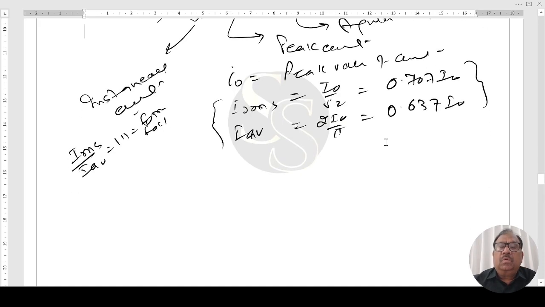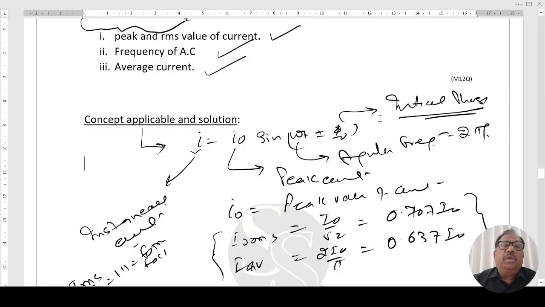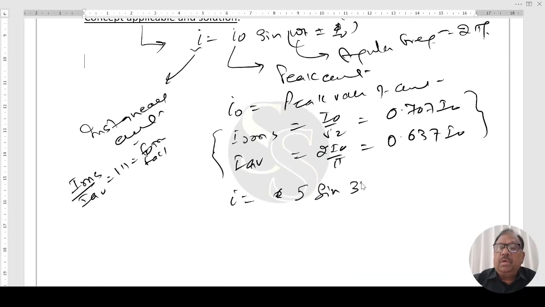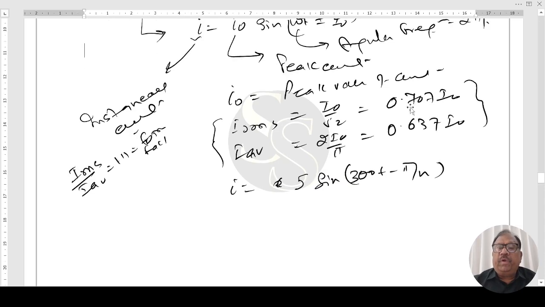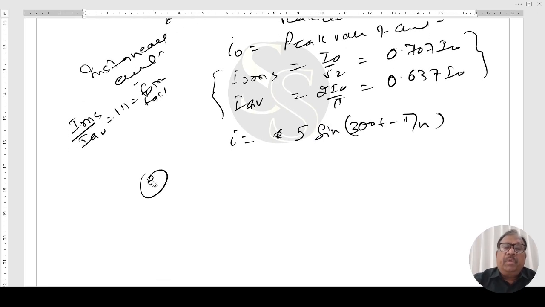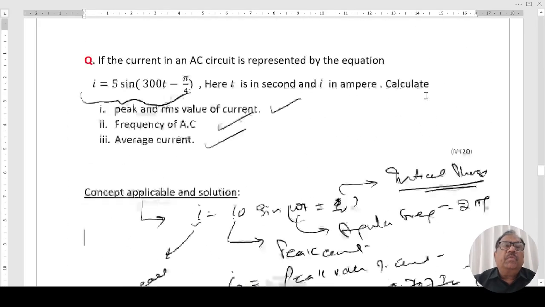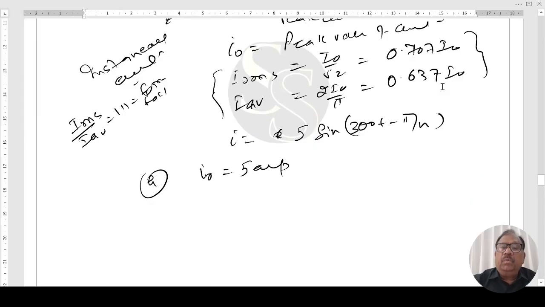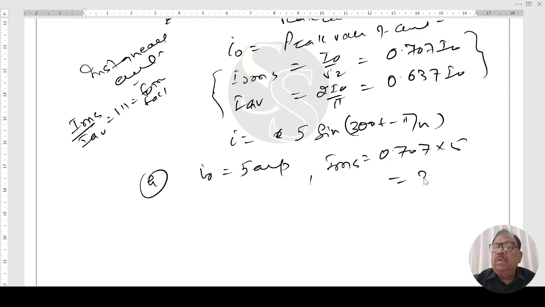Now, question is, I equal to 5 sine of 300t minus pi by 4. We have to find part A. Peak current I naught will be equal to 5 ampere. RMS value, I RMS, will be equal to 0.707 into 5. On simplification, this comes out to be 3.535 ampere.